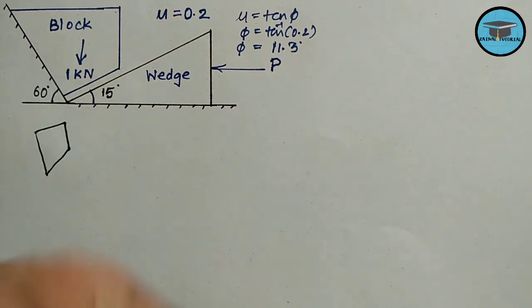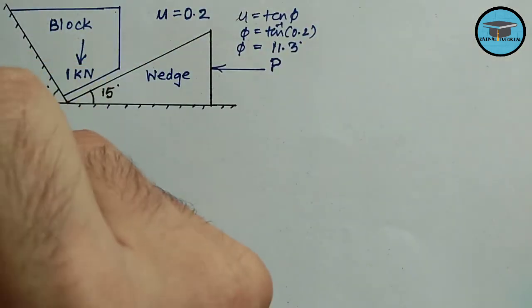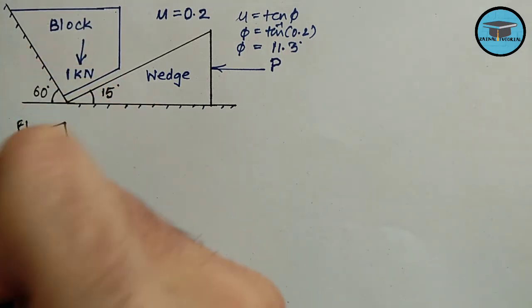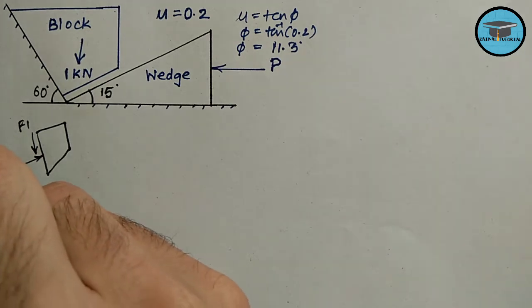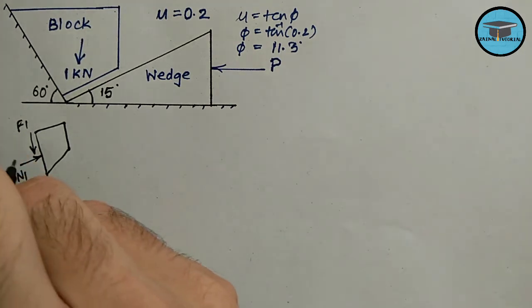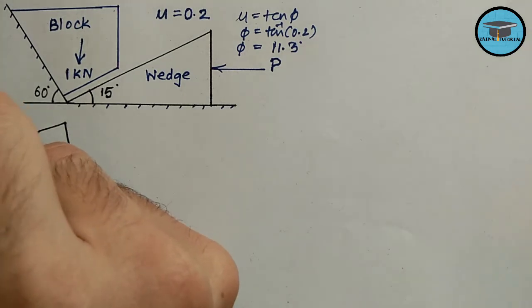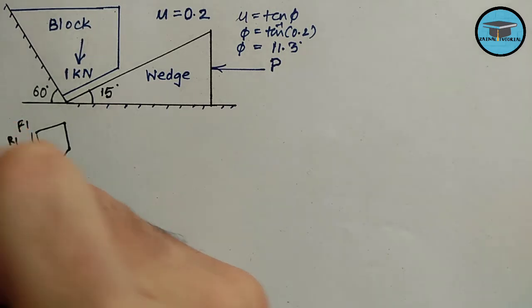So this is the block having the weight of 1 kilonewton, which is acting in the downward direction. As this block will climb up the slope in this direction, the frictional force would act in this direction. We are naming it F1, and there will be a normal reaction from the surface, which we are naming N1. Let us take the resultant of these two forces as R1, and this R1 will be making an angle of phi with the normal reaction.